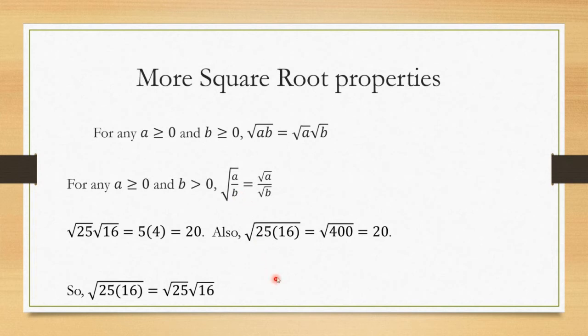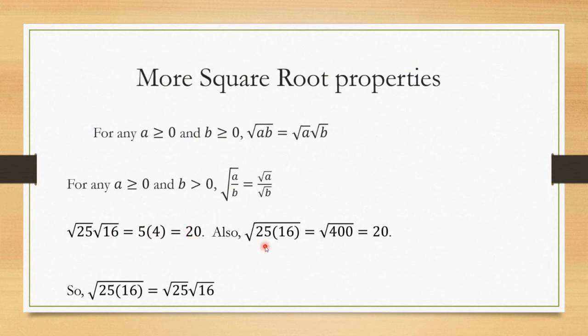All right. Now, this is not a proof, but we're going to illustrate this. The square root of 25 times the square root of 16, like so. Well, the square root of 25 we know is 5. Square root of 16 we know is 4. So this product is equal to 5 times 4, which is 20.